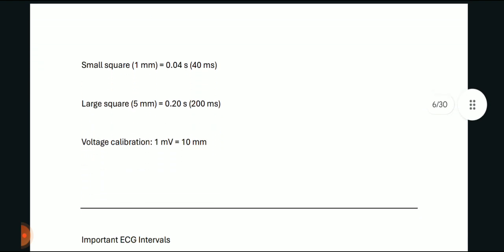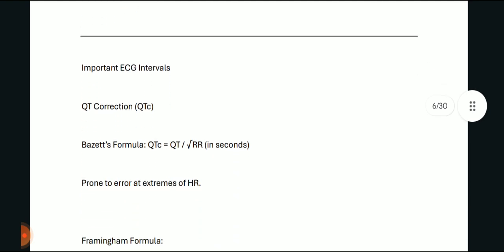Now, something about the ECG paper and its calibration. The speed of the ECG paper is 25 mm per second. There are big and small squares. The small squares are 1 mm. If 25 mm is traveled in 1 second, then 1 mm is traveled in 0.04 seconds, or 40 milliseconds. The large square is 5 mm, and 5 mm is traveled in 0.2 seconds, or 200 milliseconds. For voltage calibration, 1 millivolt corresponds to 10 millimeters of height.